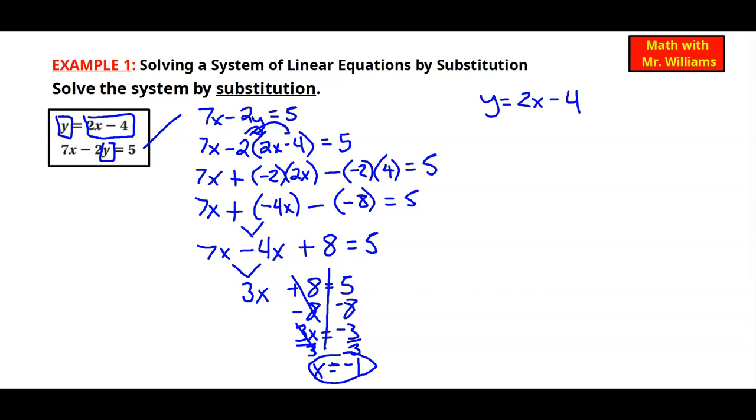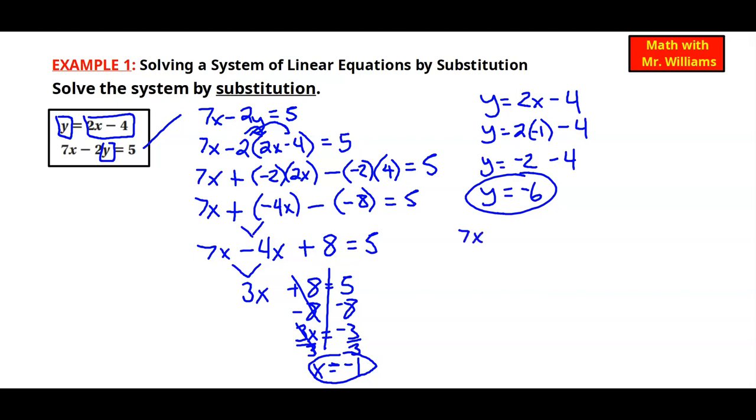So where there's an x, we're going to put a negative 1. 2 times negative 1 will get us a negative 2. And negative 2 minus 4 will get us a negative 6. Now what you do is you substitute both those back in the second equation. This is our check to see if everything worked out.